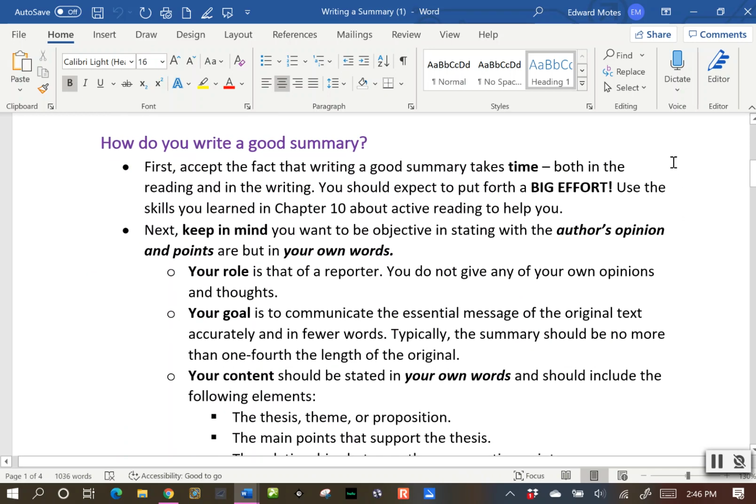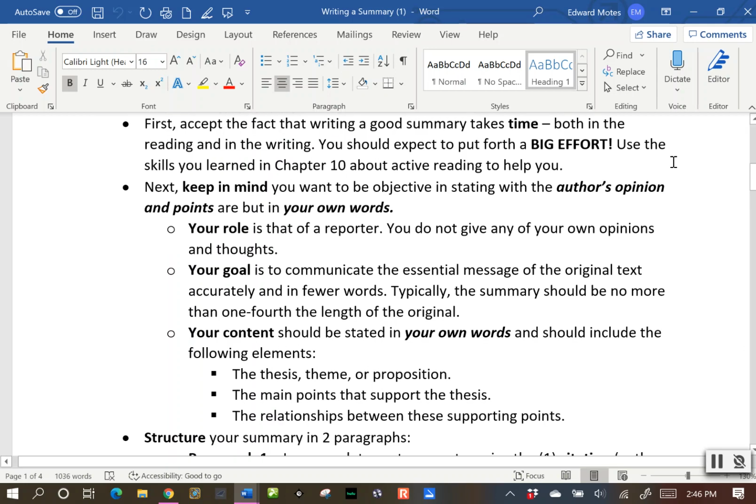So first, accept the fact that writing a good summary takes time, and you have to put in a big effort in order to know how to do it. Next, keep in mind you want to be objective in stating the author's opinions and points, but you want to do it in your own words. That is very important. When you get to an idea that the author has written about, ask yourself, how would you say that? Try your best to put it into your own words. If there is something that you just cannot put into your own words, go ahead and put quotes around it. Give that person credit where credit is due.